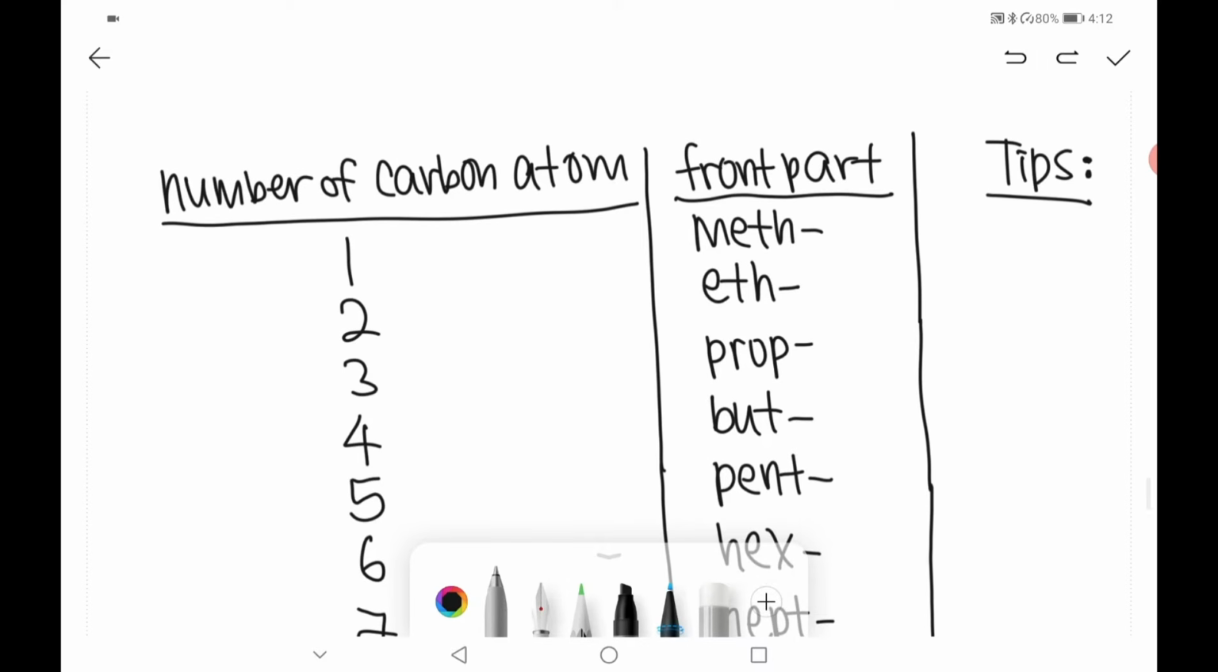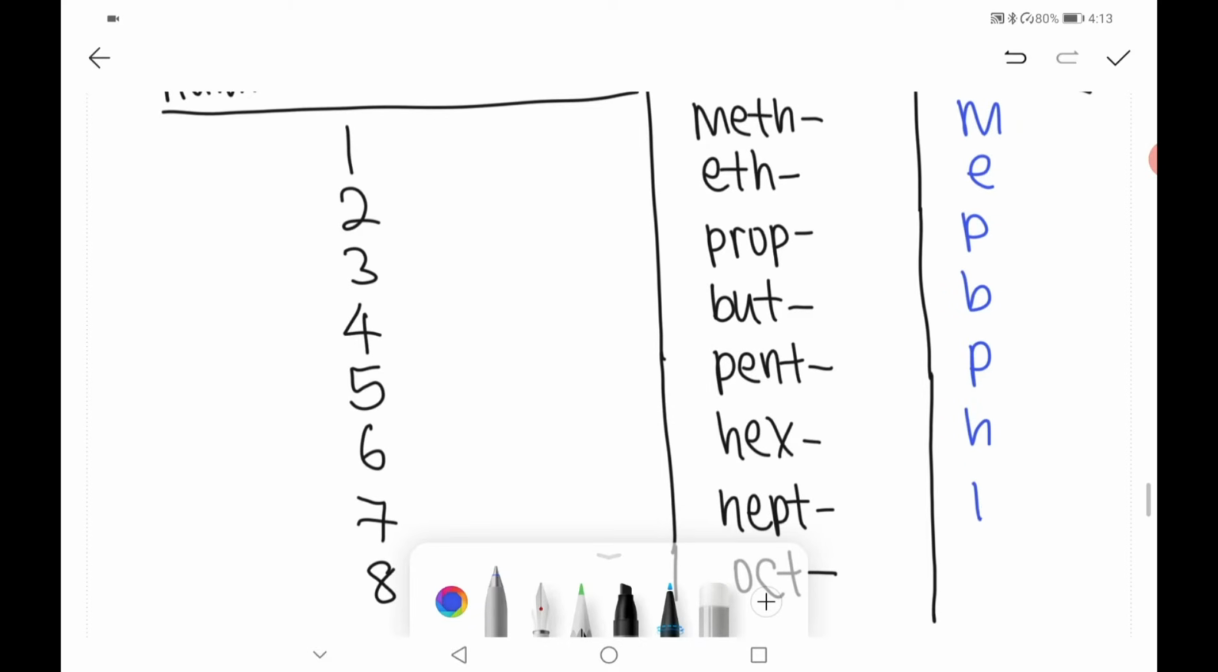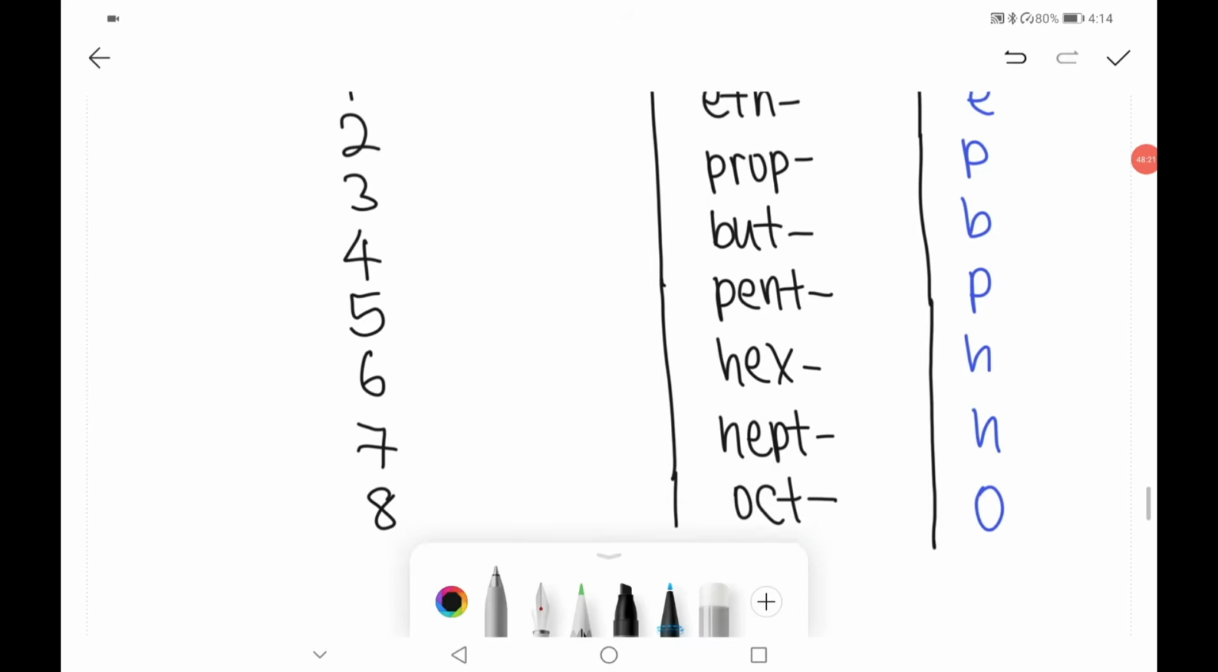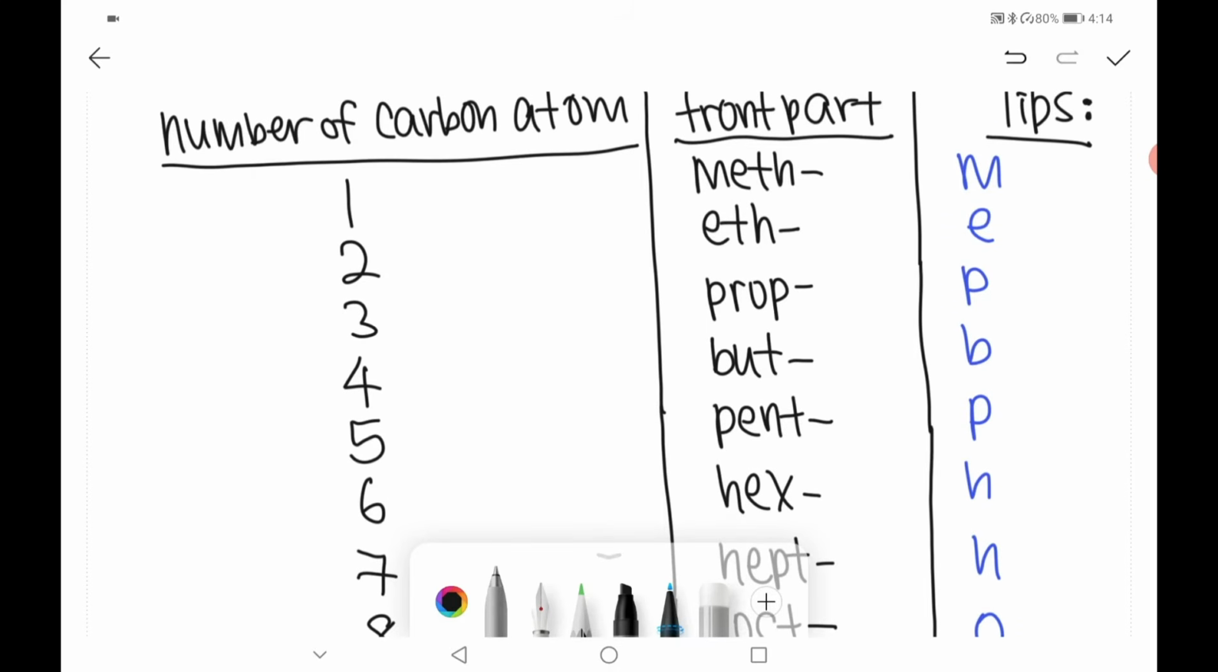We create one sentence. So you see, we take all the first letters out. So we have M, E, P, B, P, H, and O. We take all the first letters out, and we will try to create one sentence.